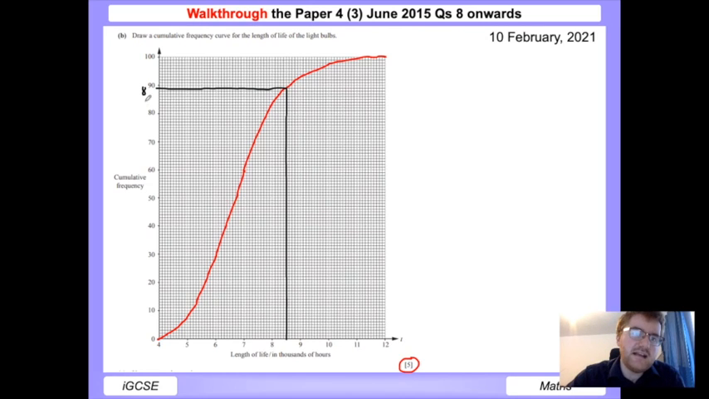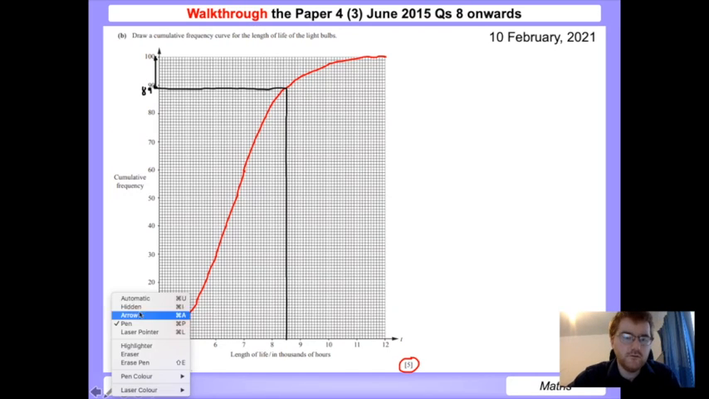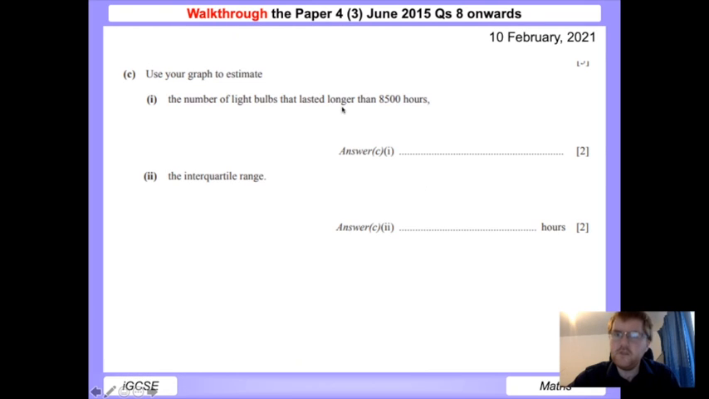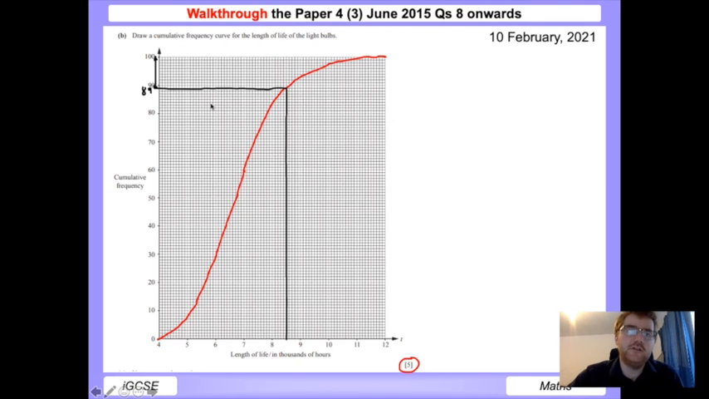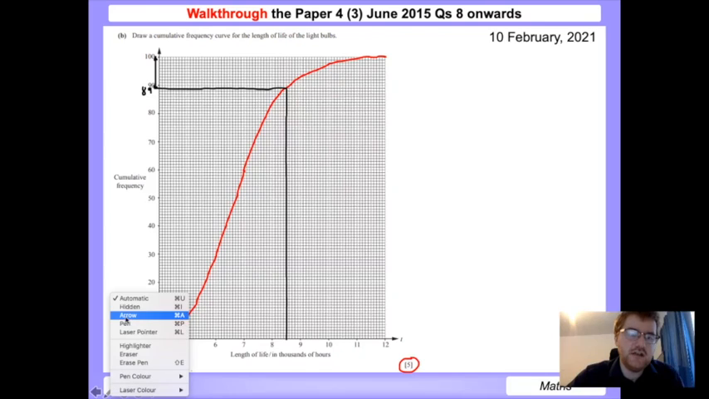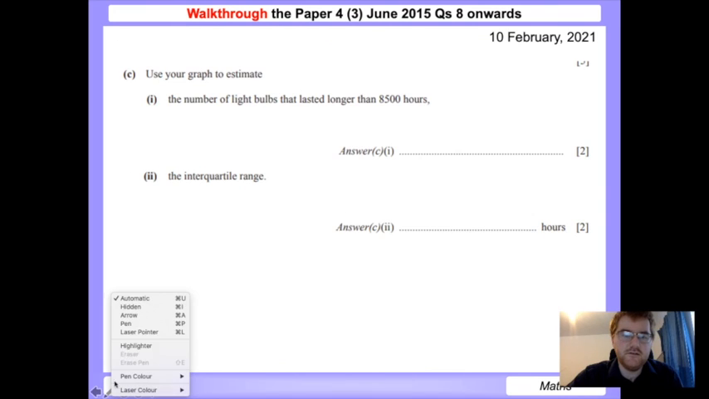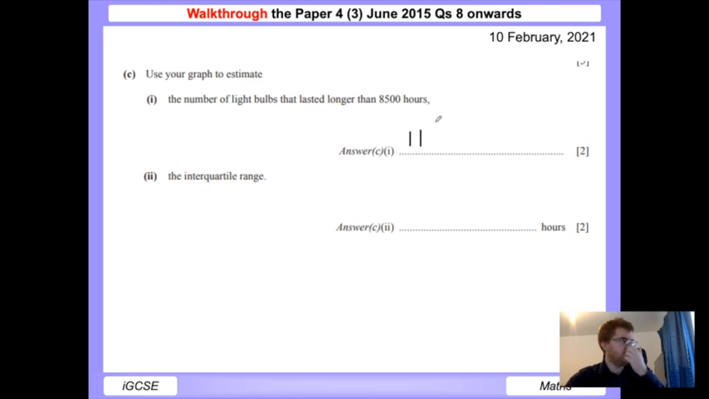Notice here I've made 89. So my answer, because remember we're looking for longer, go back to the question, longer than 8,500 hours. So we need this section here. So the difference between 89 and 100 is 11. Okay, so our answer is going to be 11. And we'll talk about the answers when we come to look at the mark scheme.